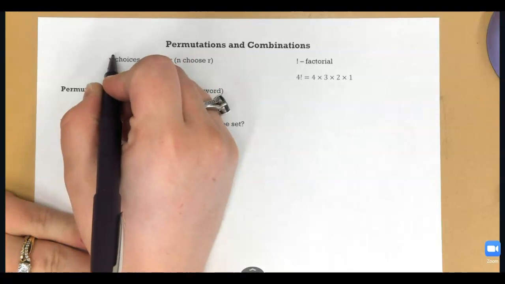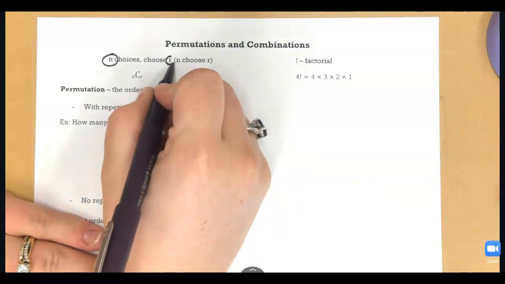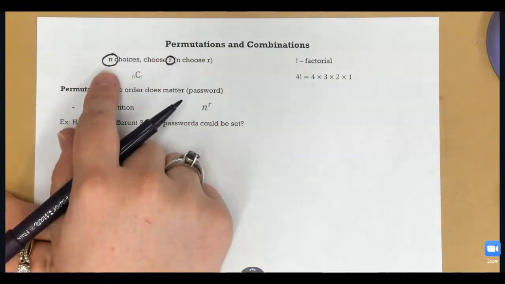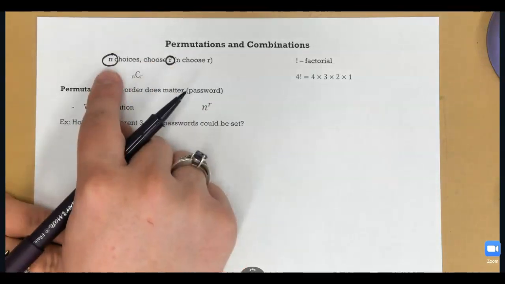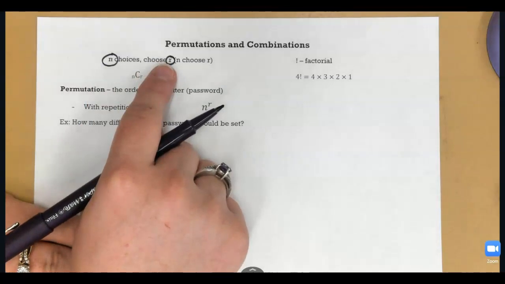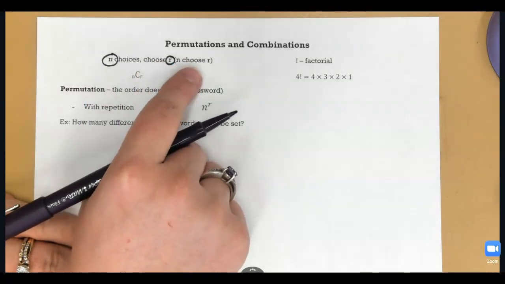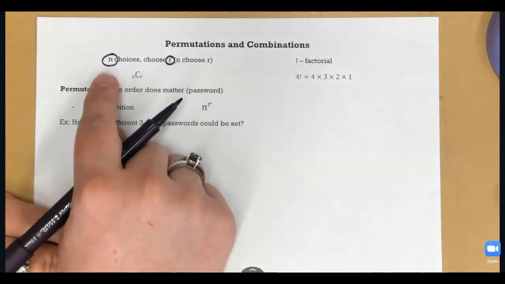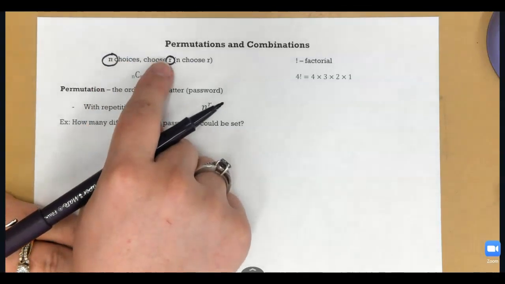If I have n number of options to choose from, and I'm choosing a certain number of those, we represent those as n and r. So if I have 10 pizza toppings to choose from and I have to pick 3, my n value would be 10 and my r value would be 3. "n choose r" is a lot of times the way you'll see that written in notation. But n is your total number of options, r is how many of those you're choosing.